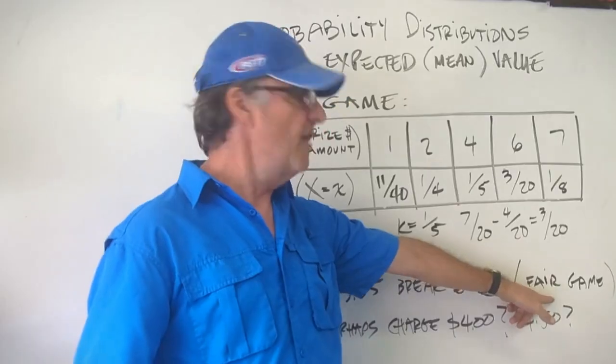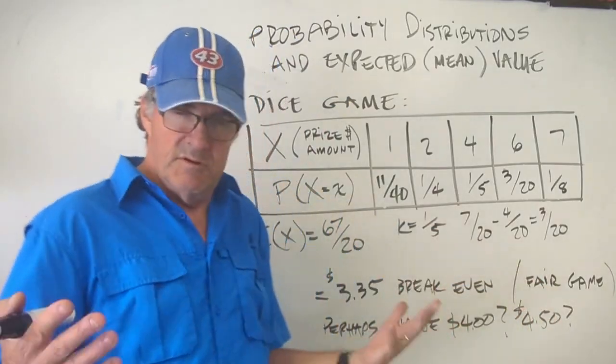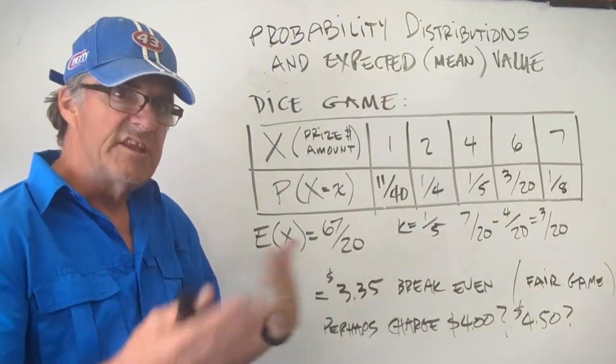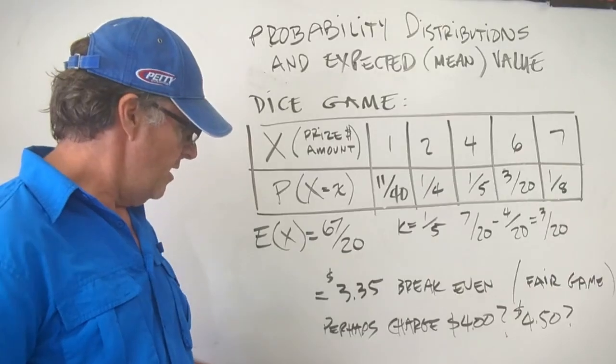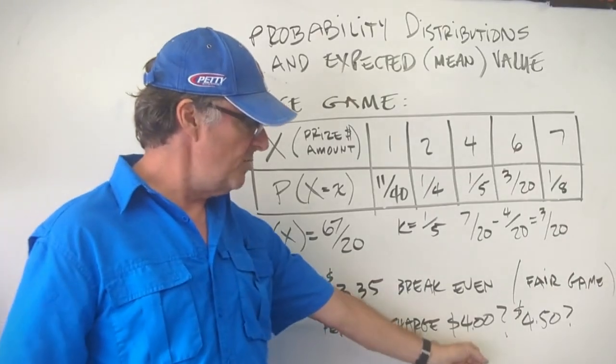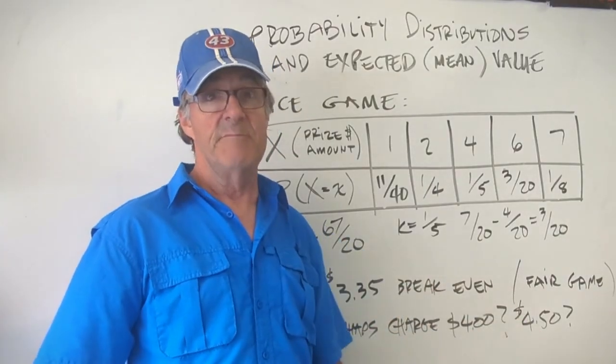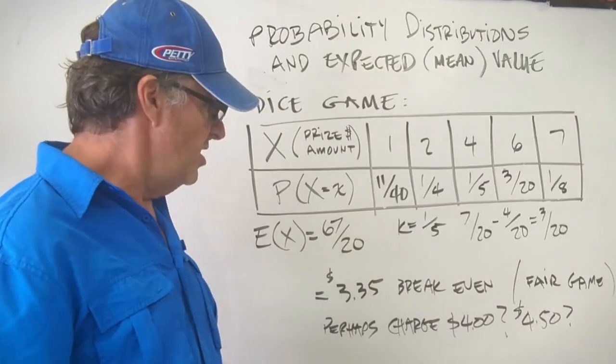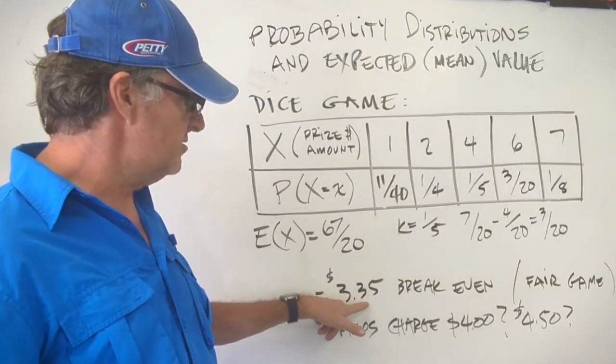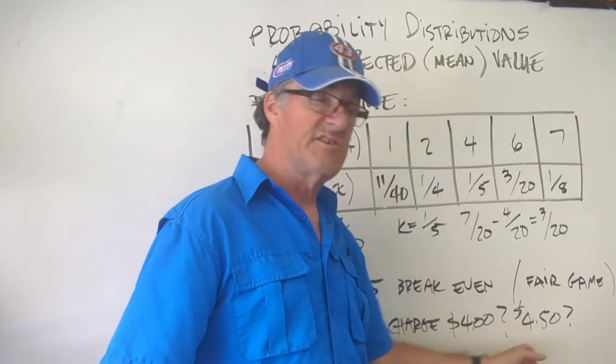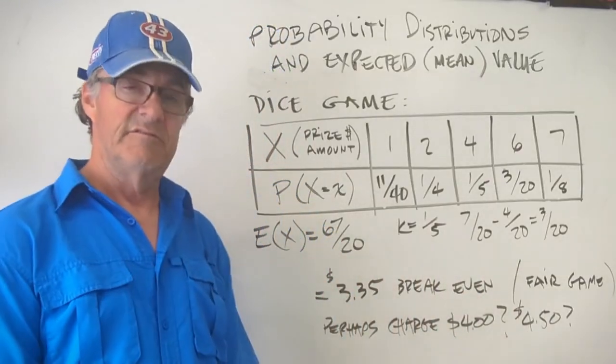So that's considered a fair game, like that you could play and the chances are even that you win or that you don't win. I would think maybe charge $4, charge $4.50. That means that you're going to, over time, win. If the expected value is $3.35, you're going to win because these charges are higher than the expected value.